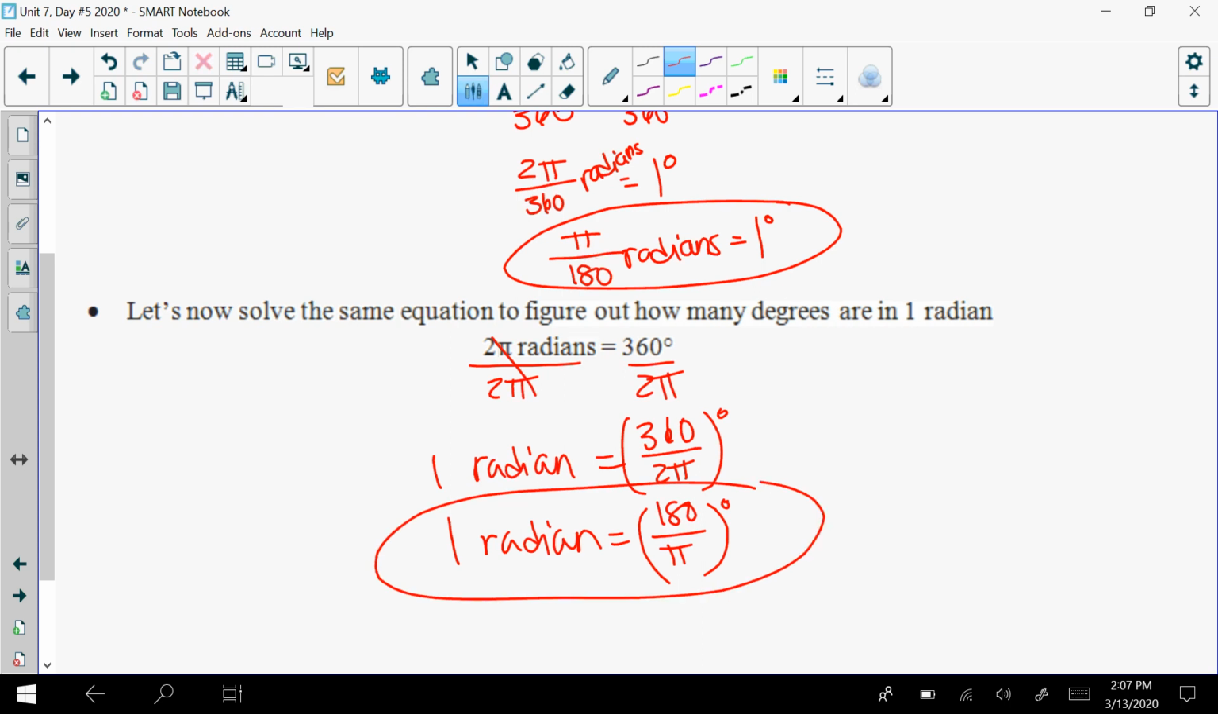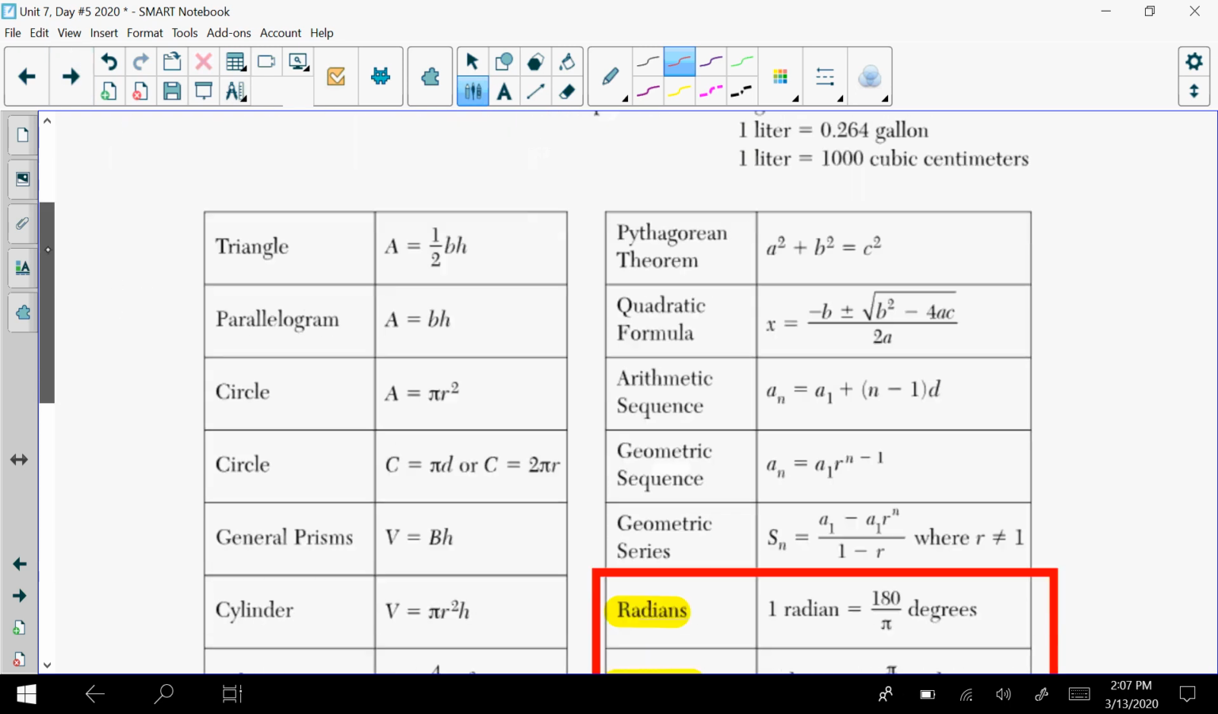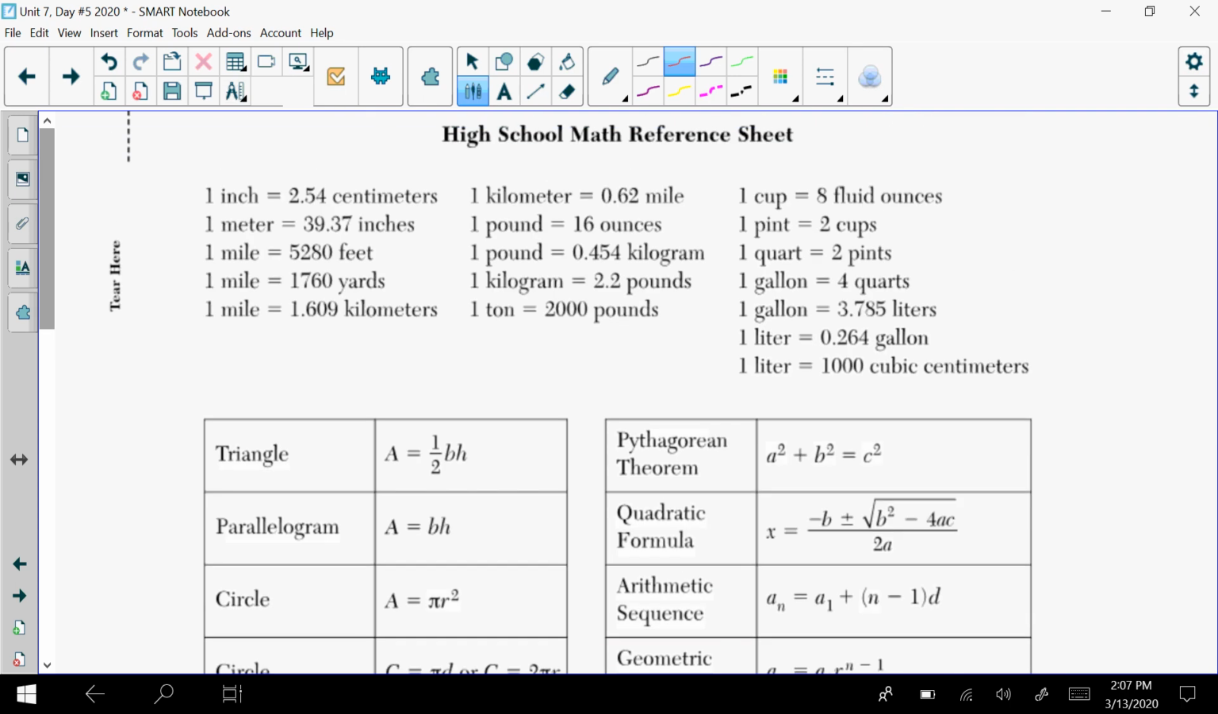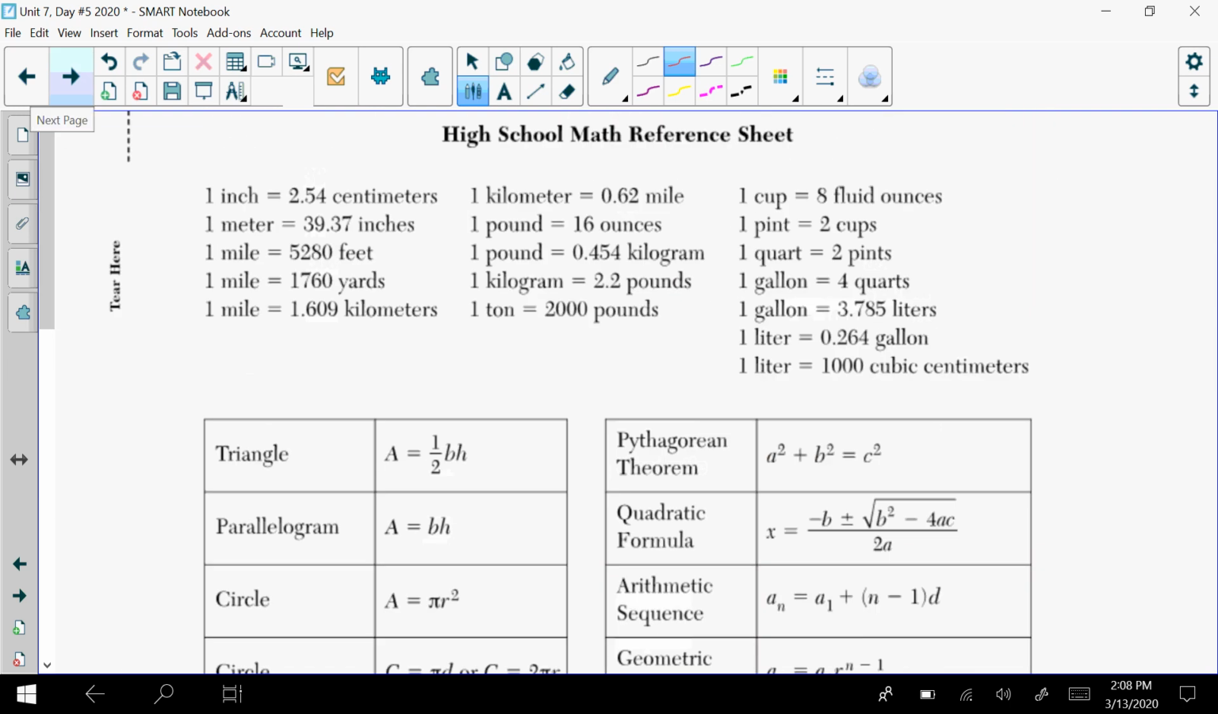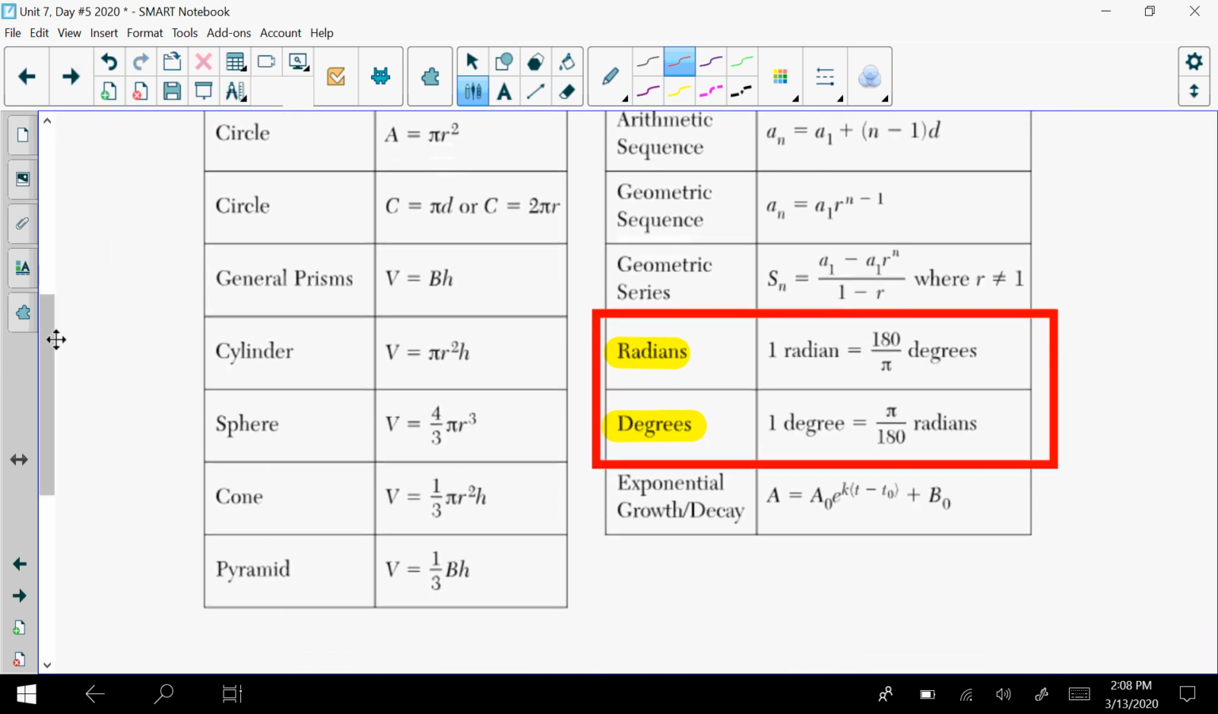Now, good news, you don't have to be able to generate those yourself. That's just where they come from. They're on your formula sheet. You can print one of these offline if you just Google New York State high school math reference sheet. Here it is. So you can print one for yourself, or you can just use this one, pausing the video and going back to it. These are what we just came up with, and it gives you them on your formula sheets.